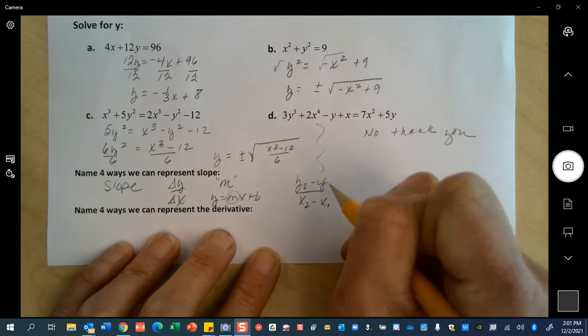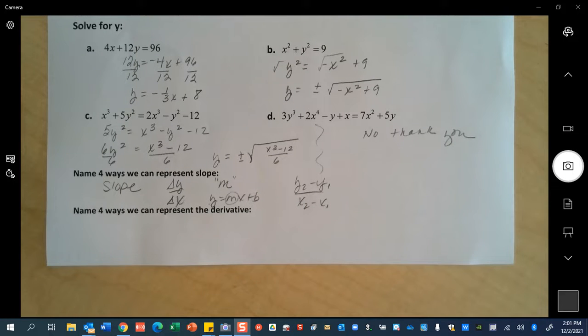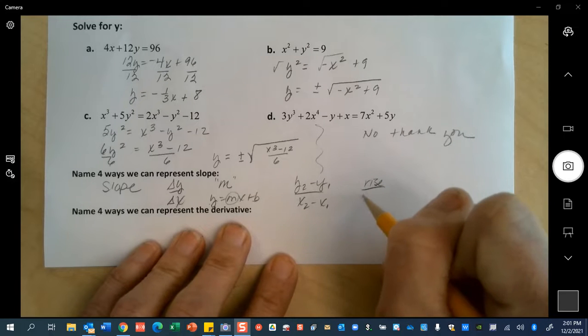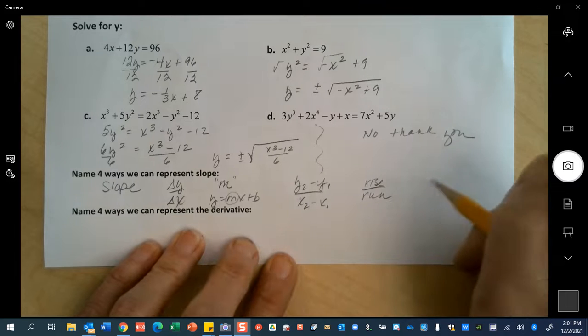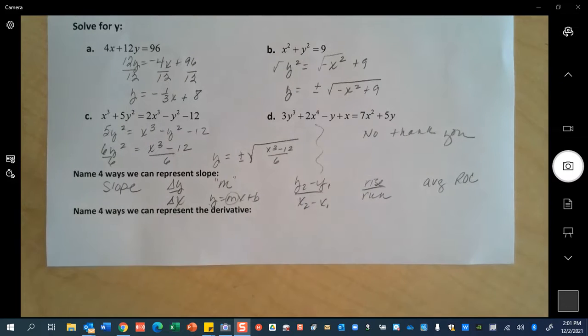And if you want to really make a stretch, if you had a hard time getting another one, you could say y1 minus y2, right? Whether you do that. Anybody talk about rise over run? Anybody say the average rate of change? Yeah? Okay. I'll buy all this. How about the derivative?